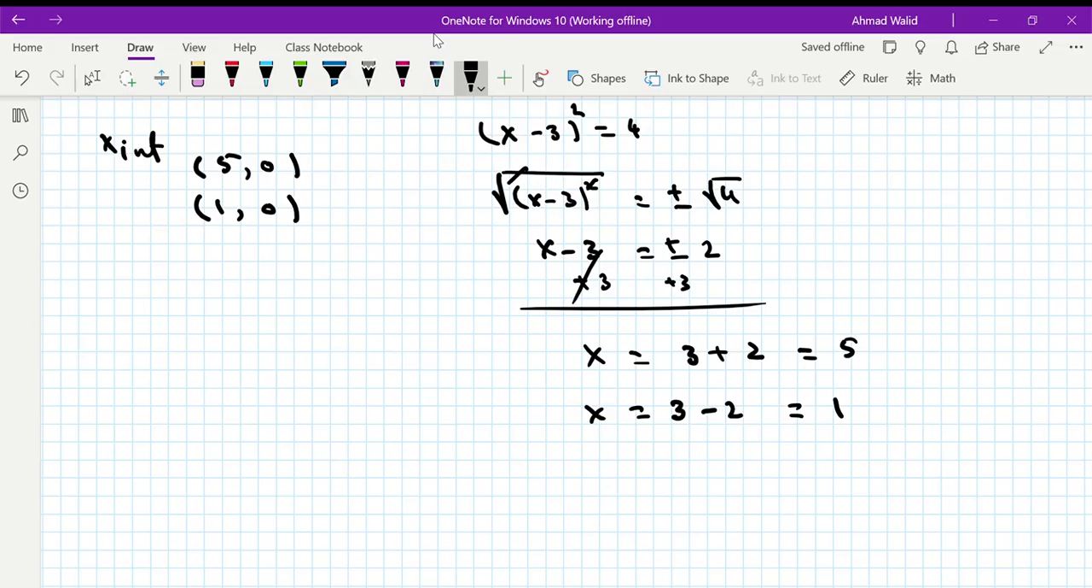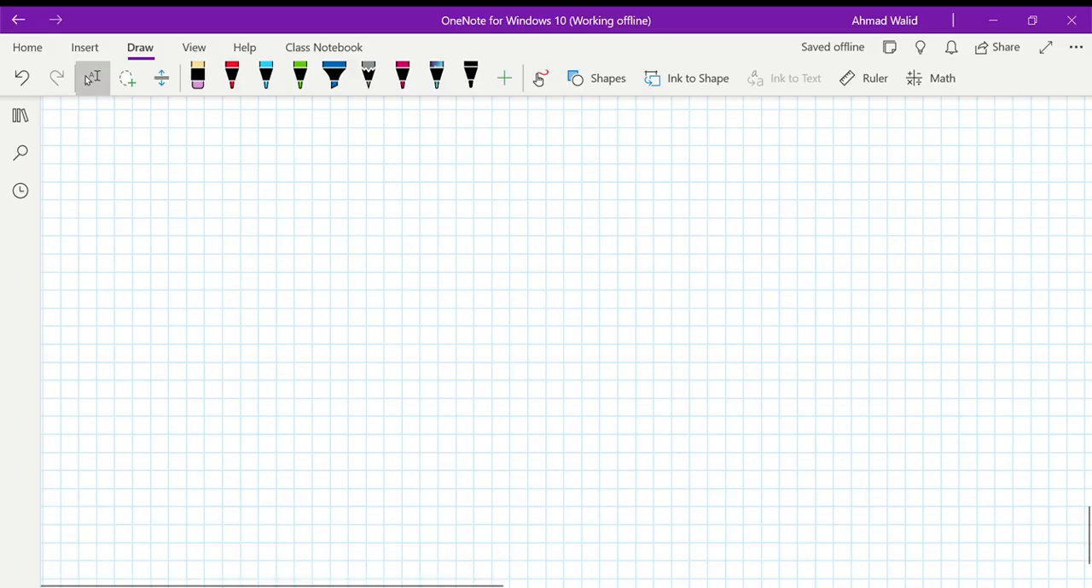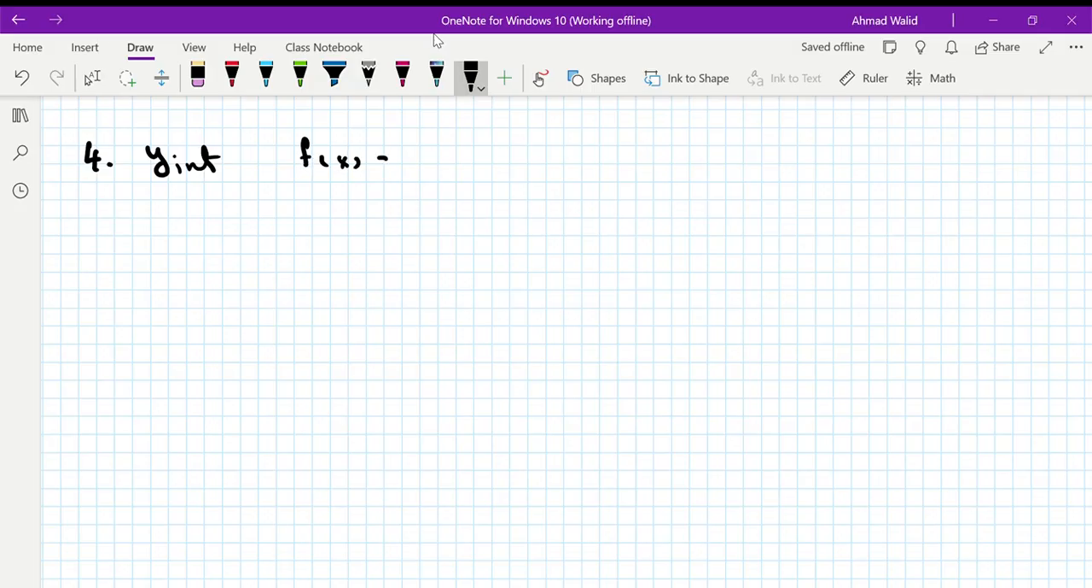Step 4, y-intercept. The function, again I'll write my function: f of x equals negative 2 parentheses x minus 3 all squared plus 8. I want to find the y-intercept. I told you to find the y-intercept, look always for f of 0.